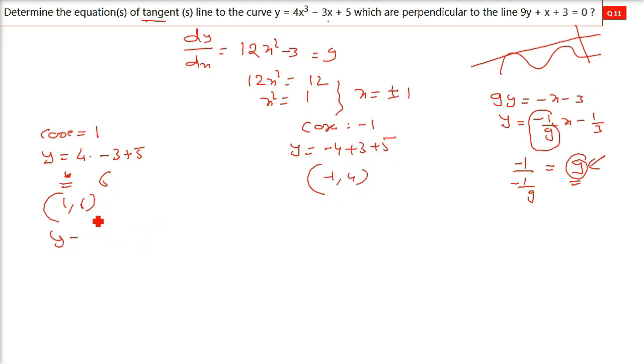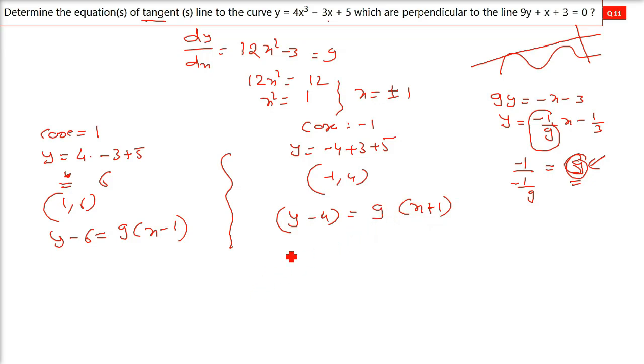So y minus y1 is equal to m times (x minus x1), and in both cases the slope will be 9. This also: y minus 4 is equal to, this is x minus (-1), that is x plus 1, into 9. So what will be the equation here? Because the question is saying tangents, that is why we have two tangents here. So we have 9x minus y minus 3 equals 0. And when we take case 2, as (-1, 4), it will be 9x minus y plus 13 equals 0.